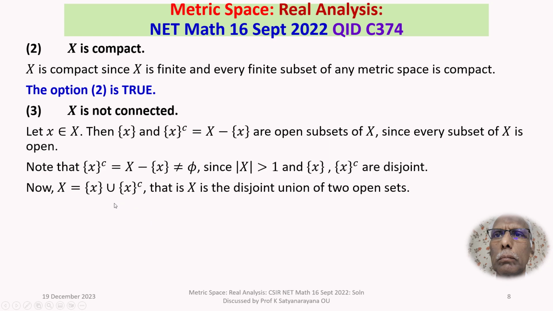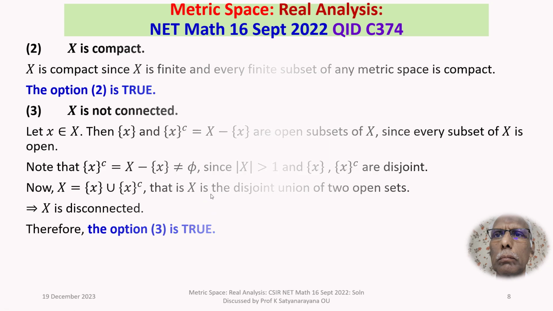So these two are separated sets. When you get separated sets, that means you are getting a disconnection. So we have separated sets, therefore X is disconnected. X is disconnected, that means X is not connected. Therefore, option 3 is true.